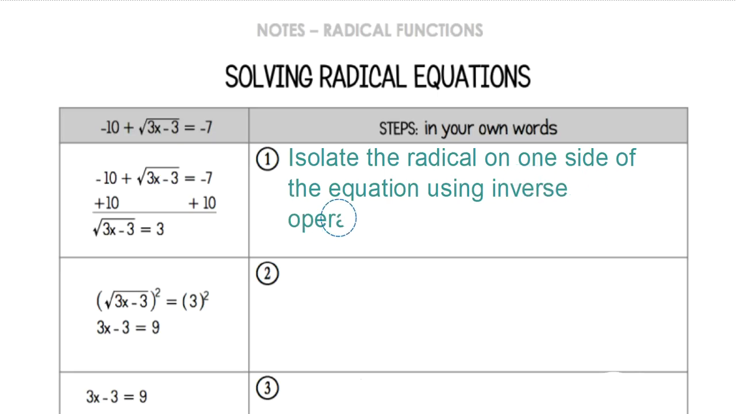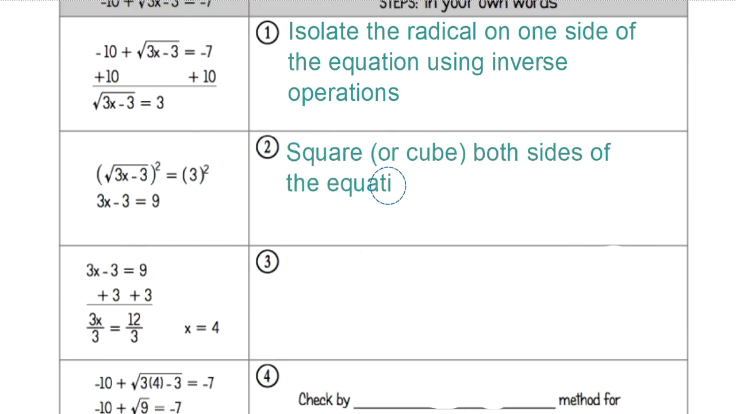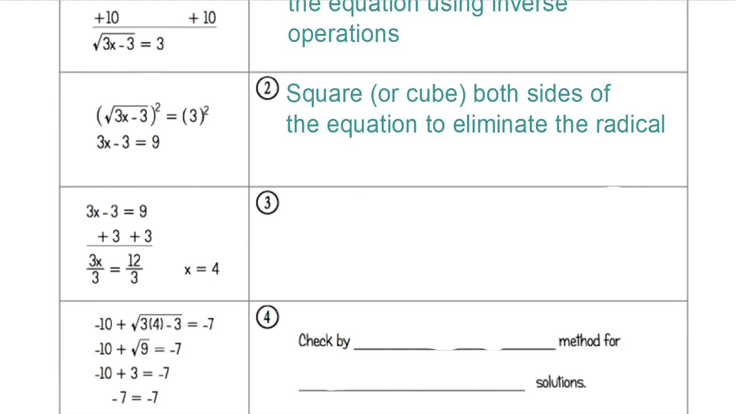To do that, we're going to use inverse operations of whatever we need to do to get that radical by itself. So anything outside the radical on that side of the equation needs to be moved using inverse operations to the other side. Once that radical is isolated, then we need to get rid of the radical essentially. So what you're going to do is you're going to square or cube both sides of the equation in order to eliminate the radical. So the inverse of square root is squaring it, and the inverse of cube rooting is cubing it. So we use whatever we need inverse operation-wise to get rid of the radical.